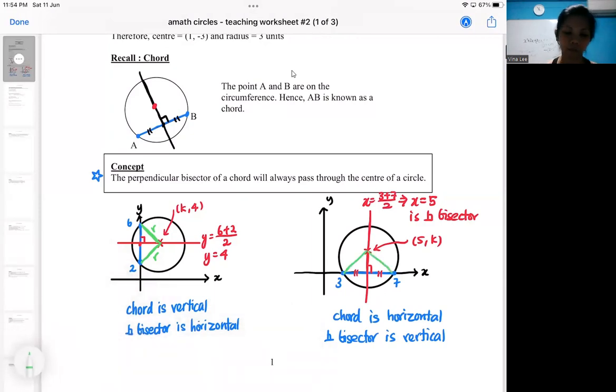So this will be one of the critical concepts in A-Math circles. It will be quite hidden, something like assume you will know, so it will not be stated to you. So that is the perpendicular bisector of a chord passing through the center of a circle.